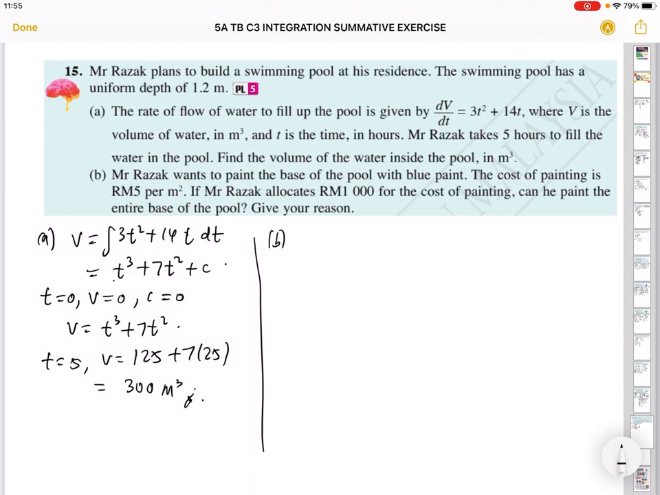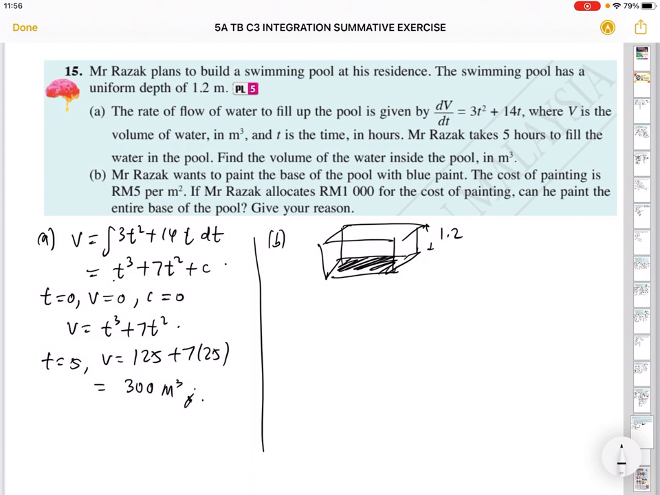Okay, so you know the base, right? We know the volume already, and they say it has a uniform depth. It doesn't matter, we just do a rough sketch like a cube here, right? But we know the depth is 1.2. We know the volume, and we know this is your base, right? So let's find out the base area. We know base area times height gives us the volume 300. A is 250 square meter.